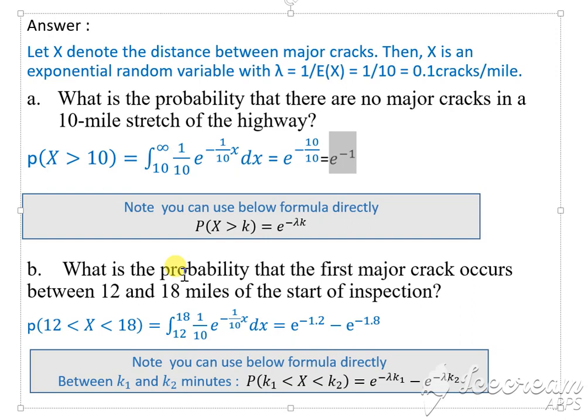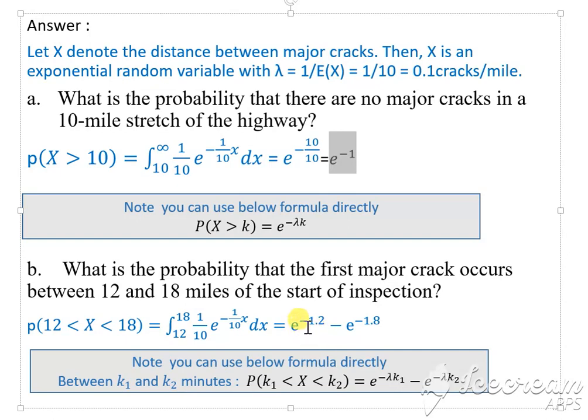Now, question 2: what is the probability that the first major crack, or the first failure, appears between 12 and 18 miles? In that case, you are asking what is the probability that x is between 12 and 18. To compute that, you can integrate from 12 to 18 using the density function for the exponential, or you can use this formula directly. Probability x is between k1 and k2 is e to the minus lambda k1 minus e to the minus lambda k2.